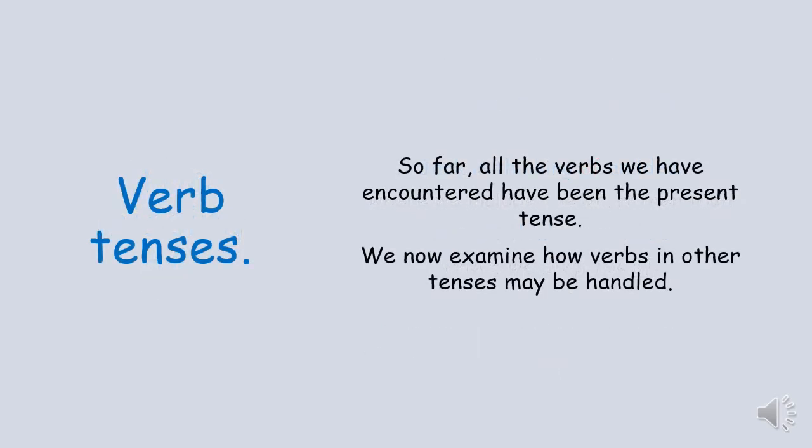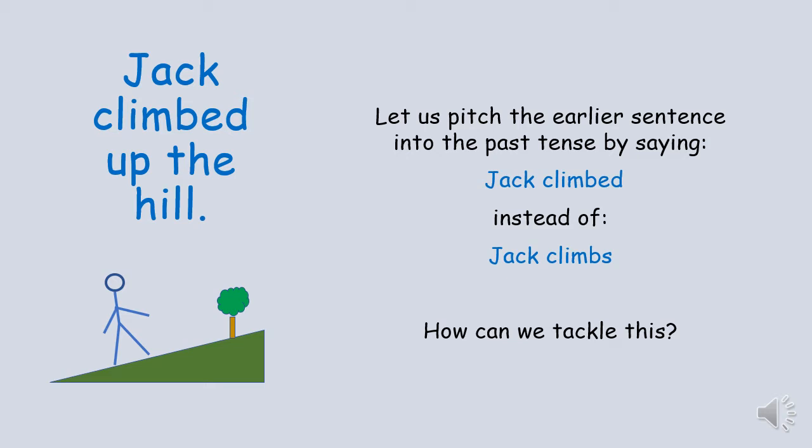All the verbs we've encountered so far have been in the present tense. What we're going to do now is to examine how verbs in other tenses are handled. Let's just pitch the earlier sentence into the past tense by saying Jack climbed instead of Jack climbs to give the sentence Jack climbed up the hill. How can we tackle this?